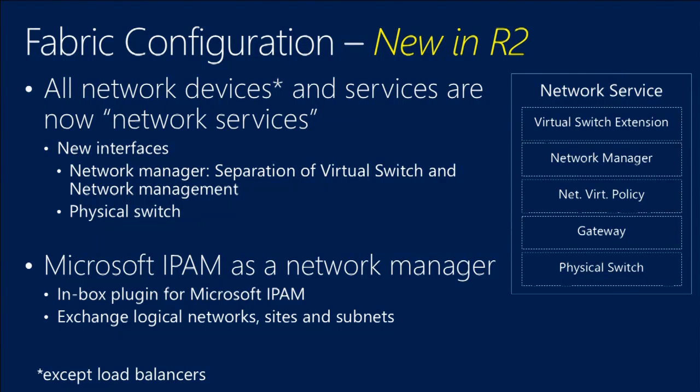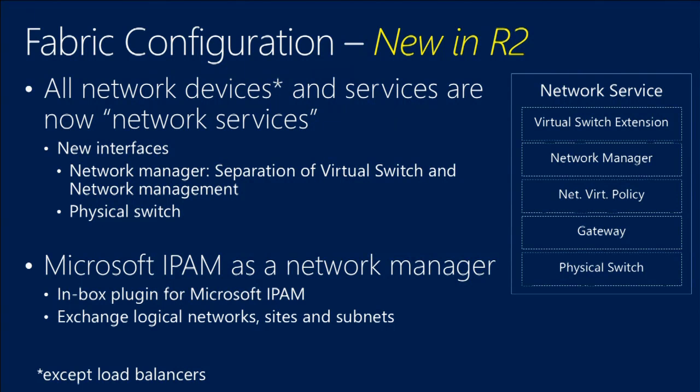Oh, well, before we do that, let's talk a little about what's changed in R2 around the fabric. So we've had an extensibility model that we introduced in SP1 where we could have virtual switch extensions or gateways or load balancers integrate with VMM. Each one was a very specific type of device. You had to add it as that type of device. But what we learned is that there's a lot of overlap becoming more common between these type of devices. You may have a switch extension that wants to know about the network virtualization policy that's available in the environment.